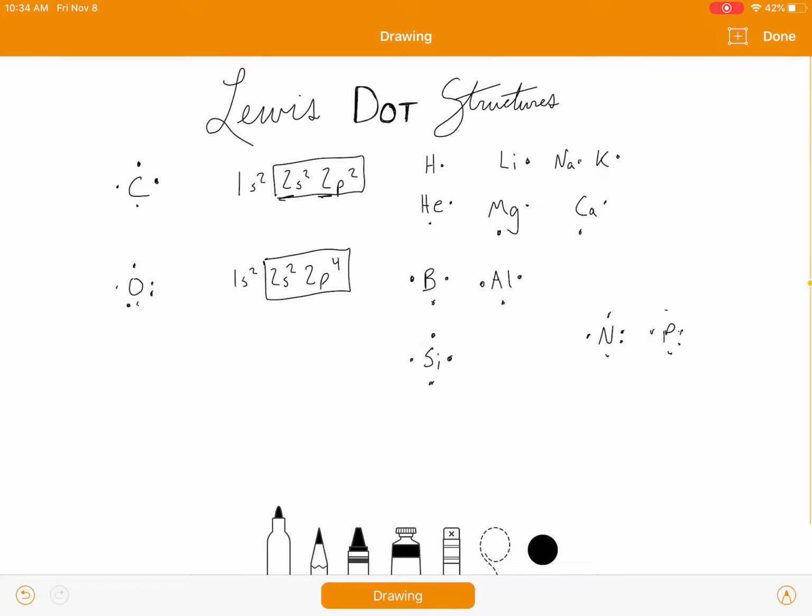So you keep doing this until you finally get to the halogens. So fluorine, you put 7, it's left with just 1. That's how the halogens look. Neon, that would be your noble gas, and it would be totally full.